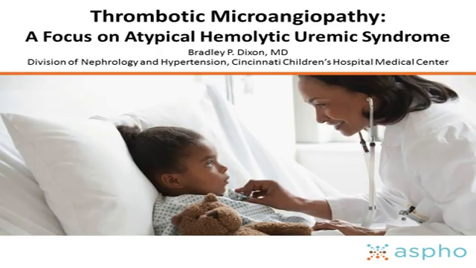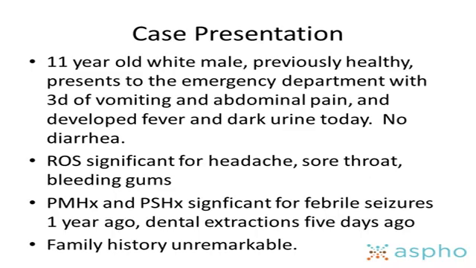I'm going to be focusing for the next 45 minutes on thrombotic microangiopathy and specifically on atypical hemolytic uremic syndrome, as well as distinguishing AHUS from other forms of thrombotic microangiopathy. But I wanted to start with a case to help illustrate some of the points that we'll be talking about over the next little bit here.